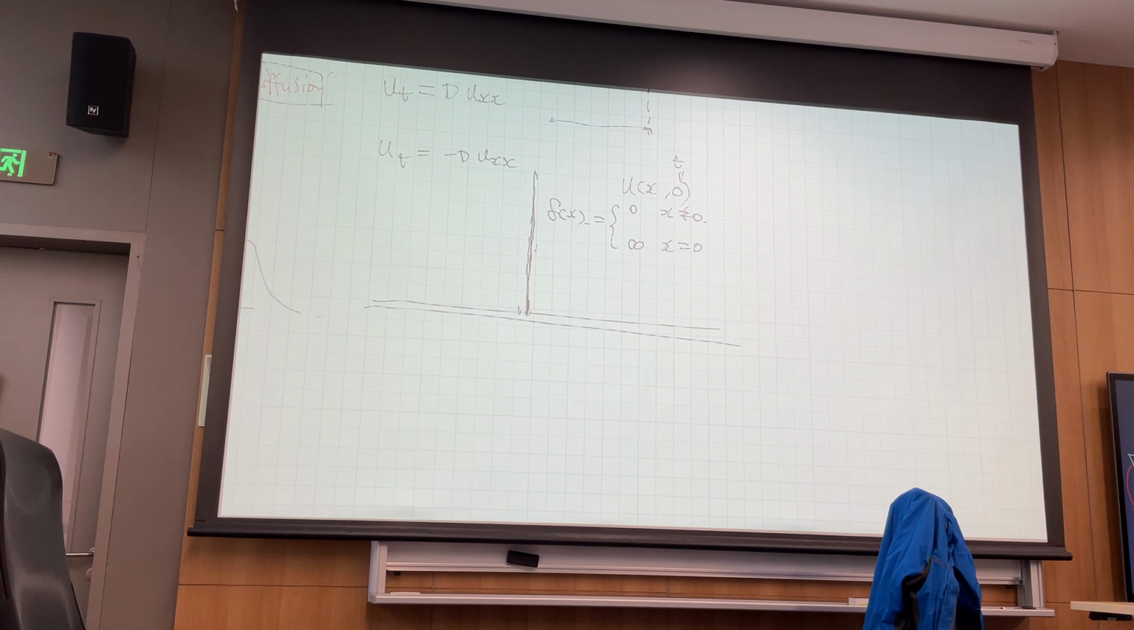The delta function also satisfies that the integration from negative infinity to positive infinity of delta x dx is exactly 1. So far so good? We can imagine that initially we are having a delta function over here. Then we are going to diffuse, and diffuse and diffuse.